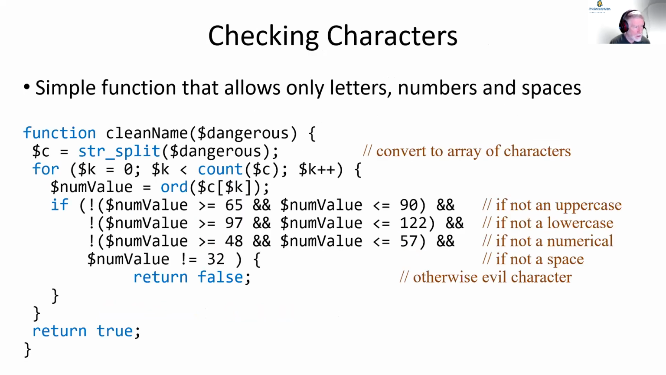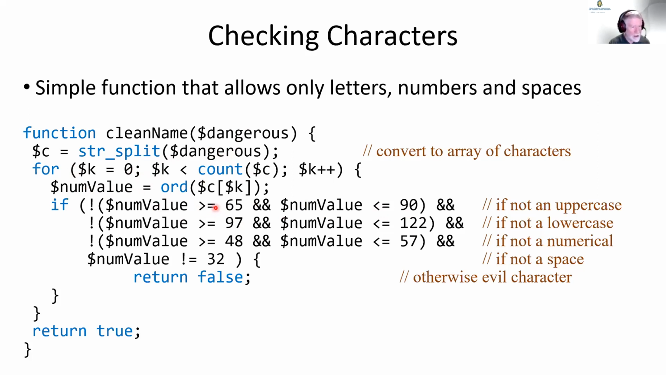Another way to do it, this is a program I wrote in PHP. I only wanted letters, numbers, and spaces in a particular field. I was kind of picky. I didn't want quotes, nothing else. If it wasn't a letter, number, or space, then it was wrong. So I wrote the function. It just goes in here, passes it a parameter $dangerous. I split it, which turns the string into an array of characters. And then for all the characters, I get the number value because it was easier to compare.